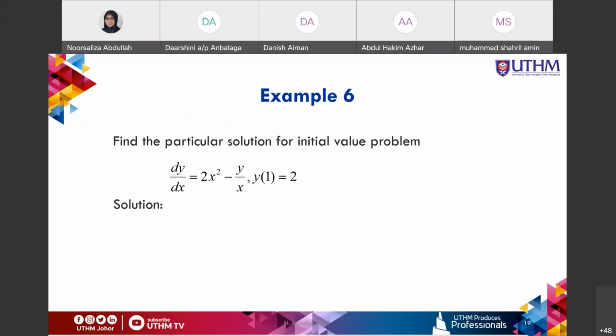Okay, so now we go to another example. This example is you have to find the particular solutions for initial value problems. You have the equation dy over dx equals to 2x squared minus y over x. You are given the initial condition y(1) equals to 2, which means when x equals to 1, y equals to 2.